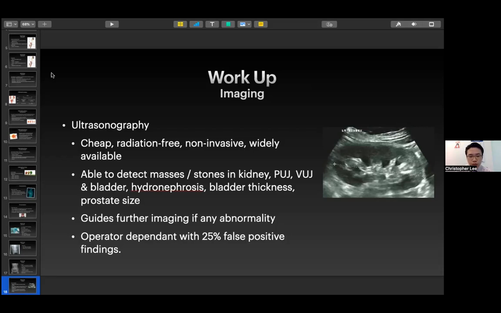However, ultrasound cannot visualize the entire length of the ureter because the ureter is a retroperitoneal organ and it's covered by bowel, which has gas. So it does not conduct the sound waves very well.